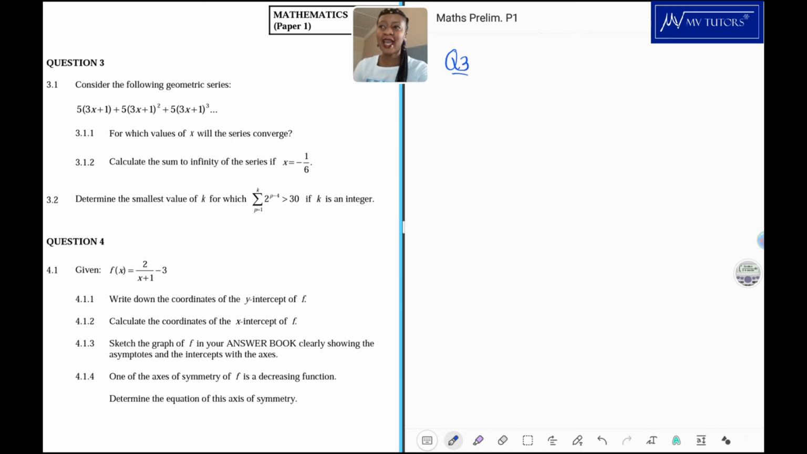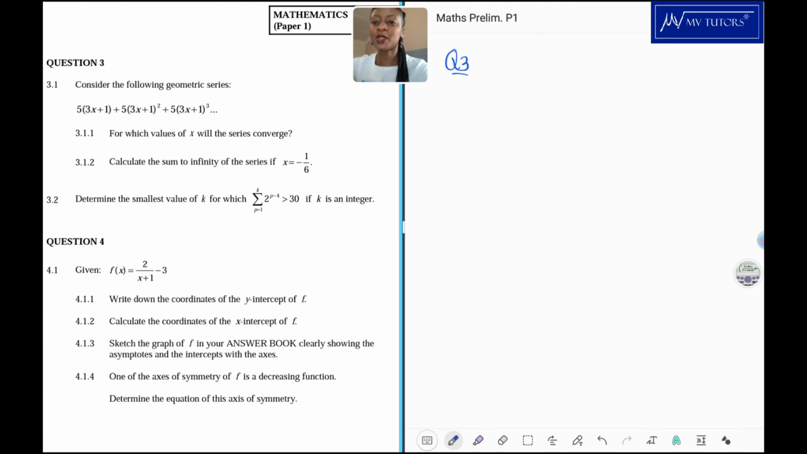So we have a geometric series. It is 5, and inside the brackets 3x plus 1. We see each time the exponent on the brackets just keeps increasing by 1. So we have to the power 1, to the power 2, then to the power 3. Now they're asking, for which values of x will the series converge?